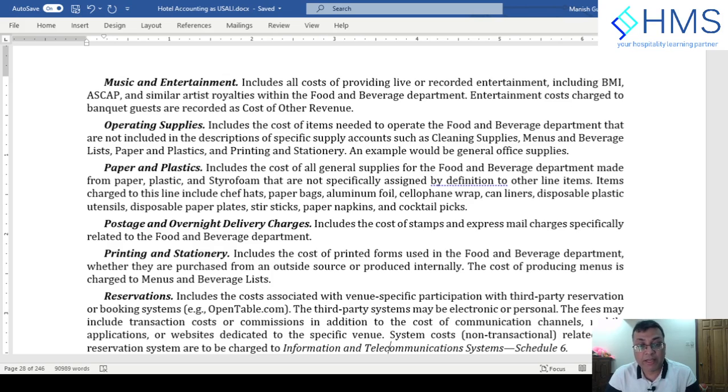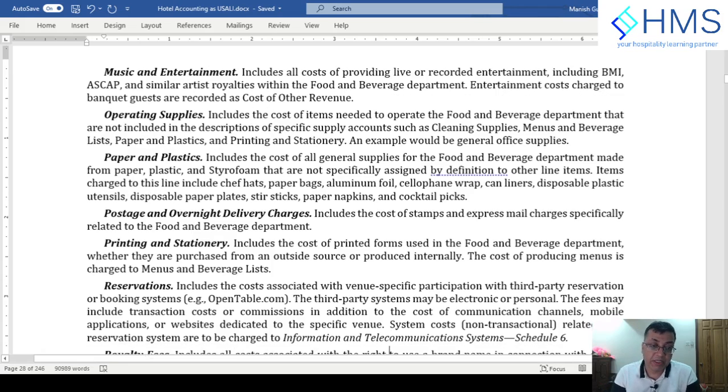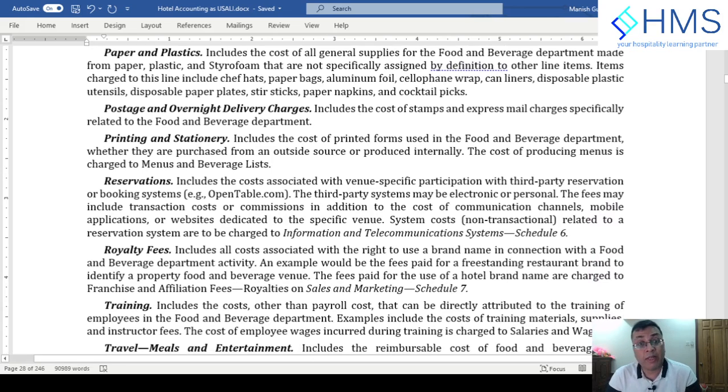Then you have the next line item, postage and overnight delivery. So if the F&B is using any postage, cost of stamps or courier, then it will go to this department. Nowadays there's mostly no usage of postage in most of the hotels, so that line item is going redundant. Then you have printing and stationery, which is still used. Except for the cost of producing the menu, all the paper will be charged here, including the cost of the rental of the printer. Temporary rental of the printer will go to equipment rental, not to this line. This line includes the cost of pre-designed forms and A4 size paper or office stationery.